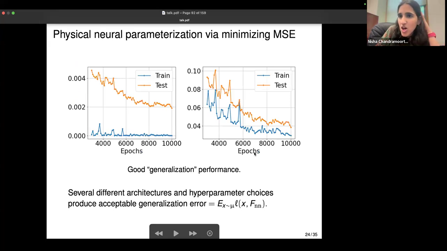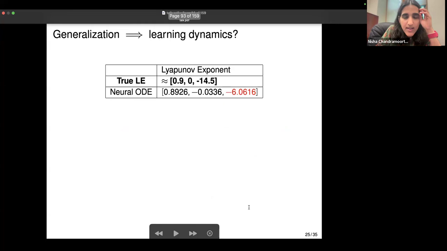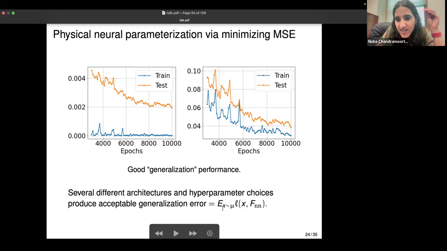Here are some loss functions as a function of epochs for just the Lorentz 63 model. And we calculate the Lyapunov exponent, so the learned model, which is supposed to have good generalization error. Oh, sorry, I forgot to define generalization error, which is defined as this loss function averaged over the true data distribution. Is there a question?